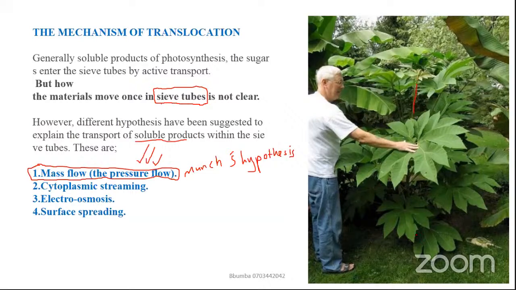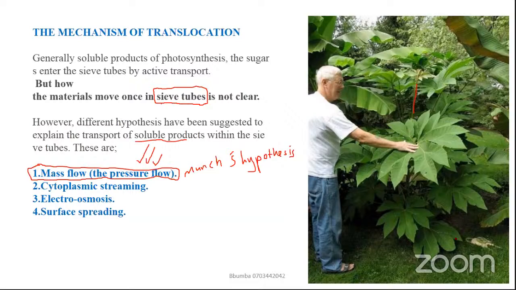Once they have been made, they are translocated through the phloem down to the roots, because they are needed in the roots. The root cells need them to carry out respiration, and sometimes food is deposited there. So that's where the sink is, in the roots. We need to take note of that as we are discussing this.